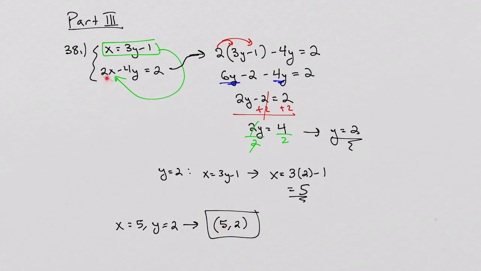If I plug in 5 for x here and 2 for y here, I'm going to get 10 minus 8, and that'll equal 2. That creates a true statement, so it is a solution to this one. And since I can do it here too and show that it is a solution for this first equation as well, I know that I got the right answer. If I plug this in and I don't get a true statement, then I know I made a mistake somewhere, and I should look through all my work to figure out where I went wrong.